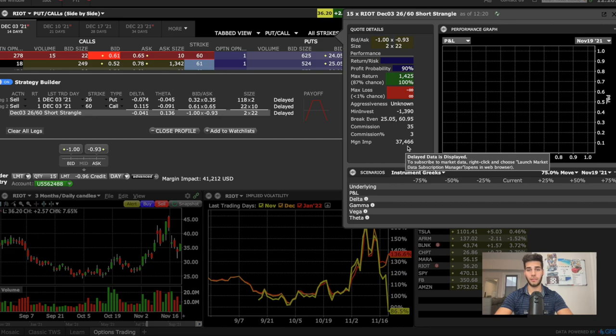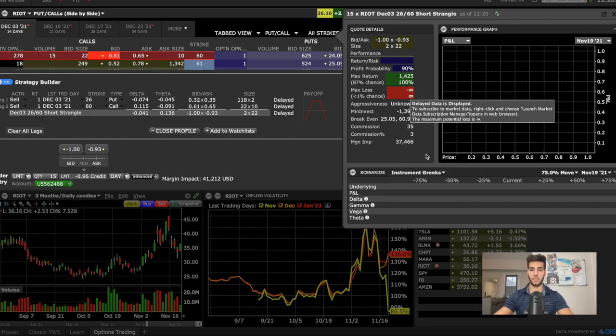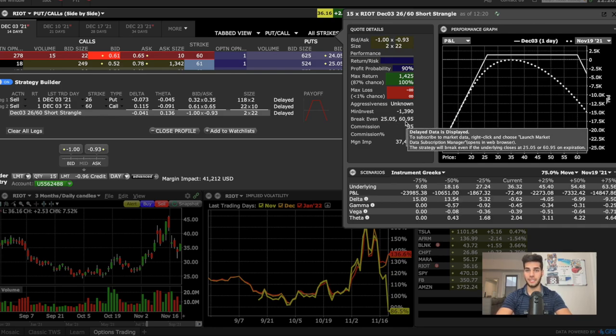Margin applied is 37,400, and the return we get is 1,400. So again, that lines up with our 2% return, and the break-even price will be $25 on the downside and $61 on the upside. So as long as Riot is above 25 by expiration and below 61, we make money.